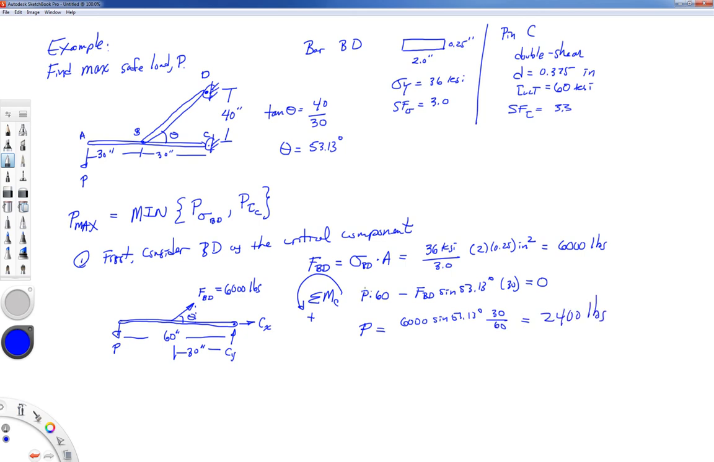All right, so my P sigma right now is 2,400 pounds. I'm going to leave a little space here for the next part. All right, now the next thing that we should do is to go back and do the same thing for pin C.